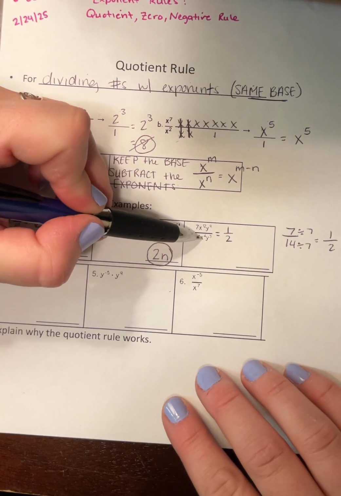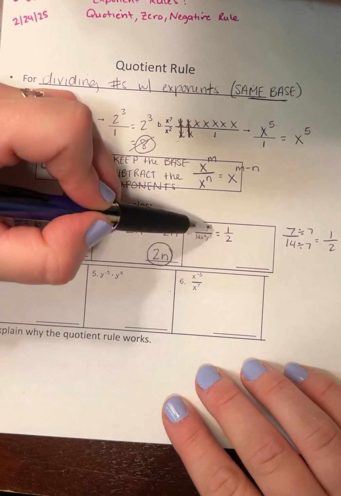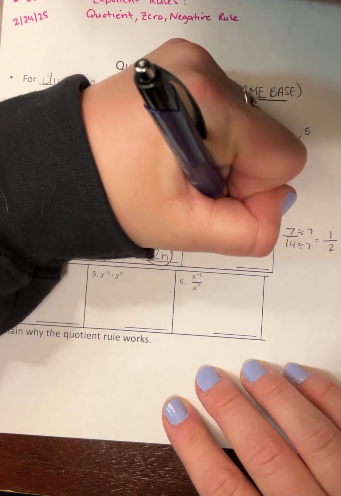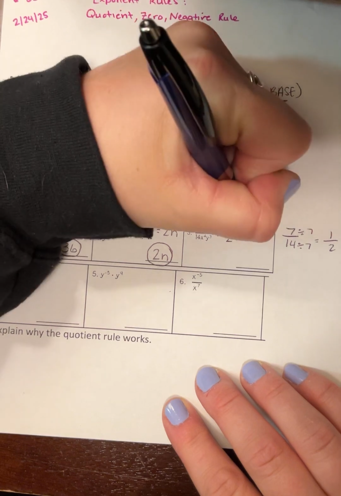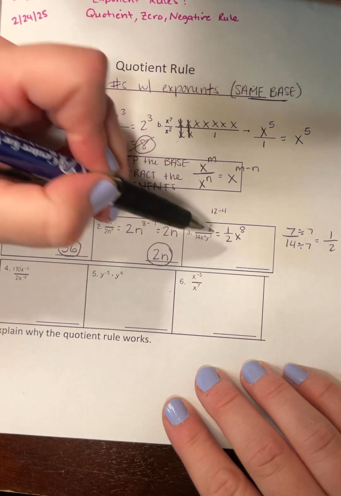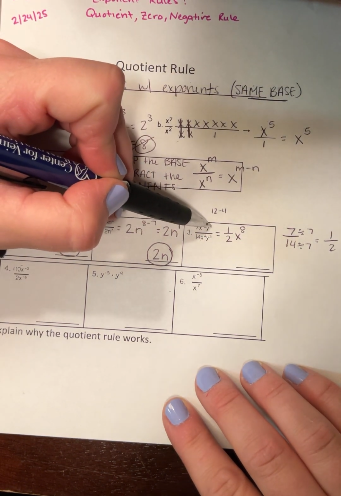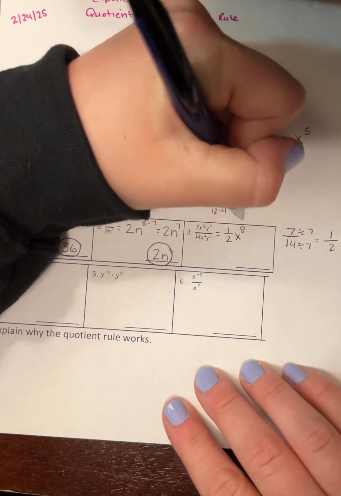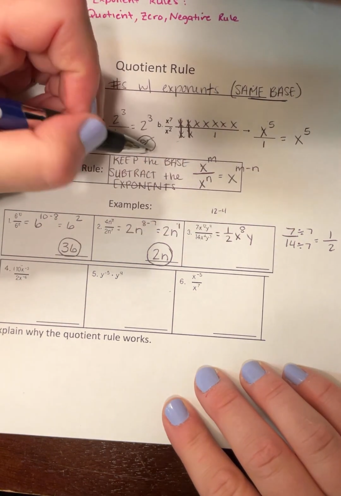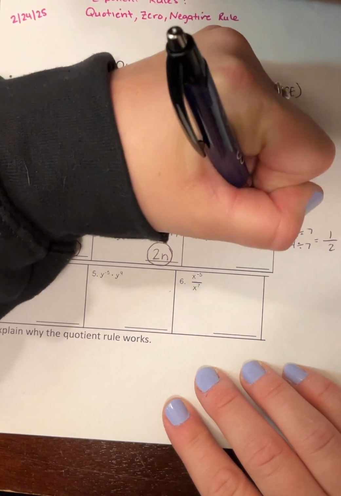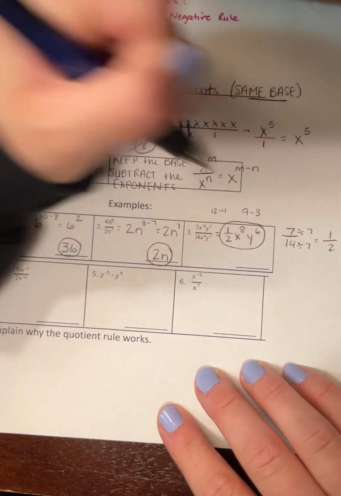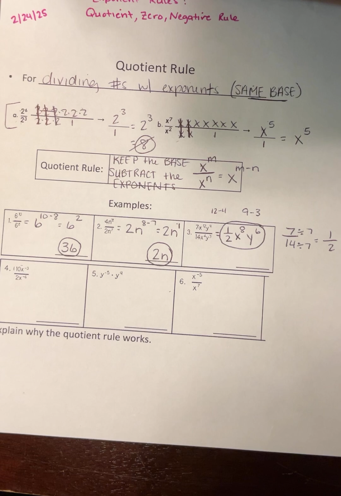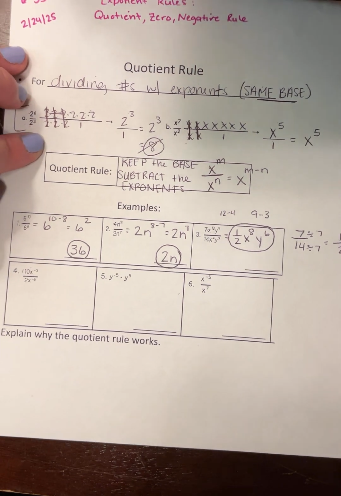Then keep your base, x and x. Okay, now y's have to be separate, but x and x, right? Okay, we've got 12 minus 4 is x to the 8th. And then over here, I think that's a 9, y to the 9th over y to the 3rd would keep that base y. And then 9 minus 3 would be a 6. So final answer there, as long as I read all the numbers right, is 1/2 times x to the 8th, y to the 6th. Okay.